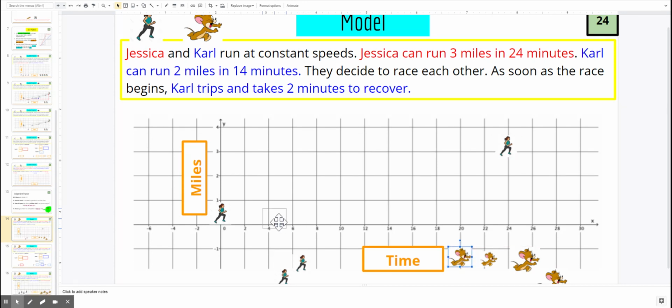And let's look at Carl. So I know Carl didn't start right at time 0 because he tripped and fell. He started 2 minutes later. So as he was running, he can run 2 miles in 14 minutes after that. So 14 more minutes. Well, we already wasted 2 on the ground because he fell. And so I would be at 16 minutes and he can run 2 miles. So it looks like he's maybe getting closer, but let's figure out if he ever does catch up to Jessica.